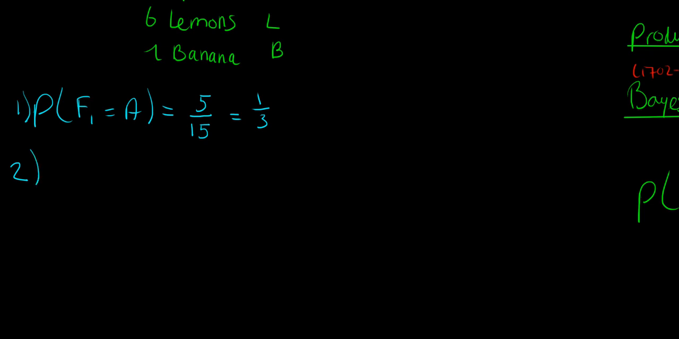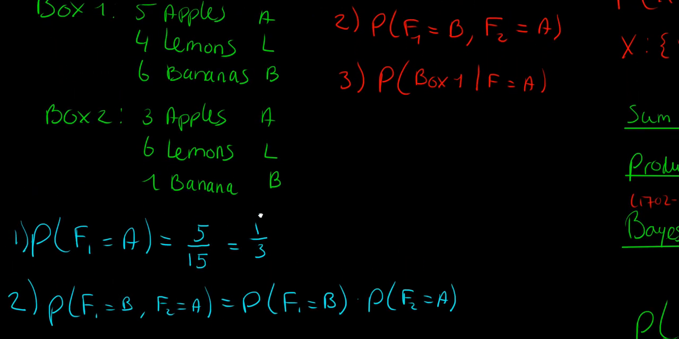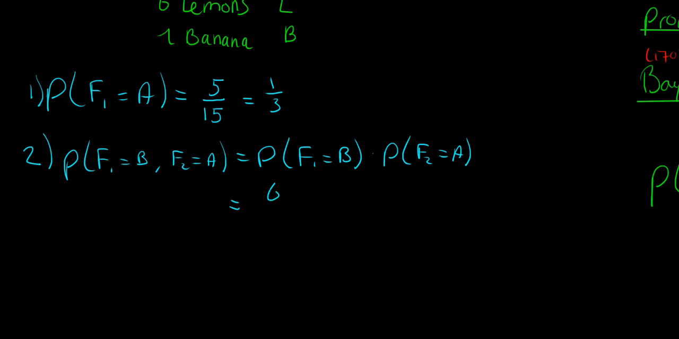On to the second one. The probability that from the first box we take a banana, and from the second box we take an apple. Well, since taking a fruit from one box does not influence the other one, we can actually rewrite this as the probability of getting a banana from the first box multiplied with the probability that we get an apple from the second box. The first box containing a banana, there were 6 bananas in the box, so it's 6 over 15 because there are 15 fruits in total.